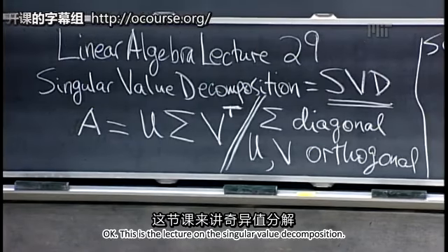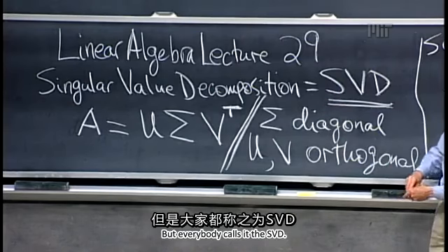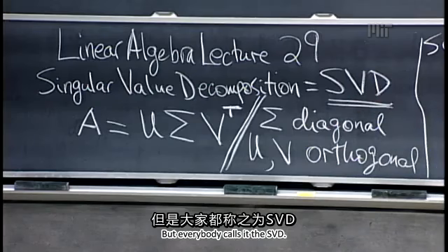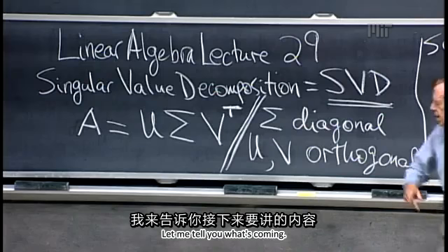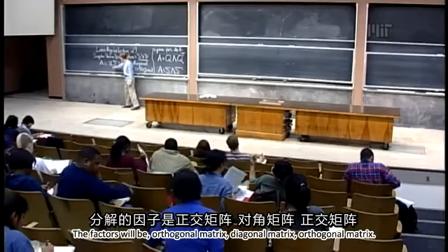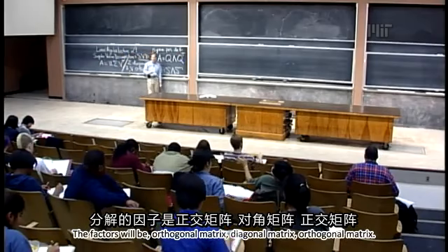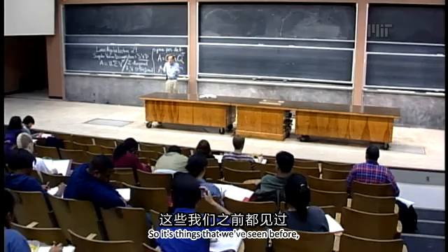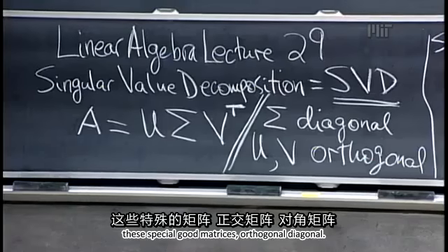Okay, this is the lecture on the singular value decomposition, but everybody calls it the SVD. So this is the final and best factorization of a matrix. Let me tell you what's coming. The factors will be orthogonal matrix, diagonal matrix, orthogonal matrix. So it's things that we've seen before, these special good matrices, orthogonal, diagonal.